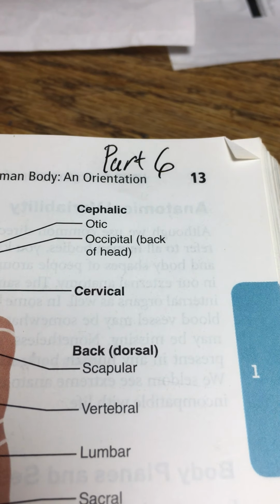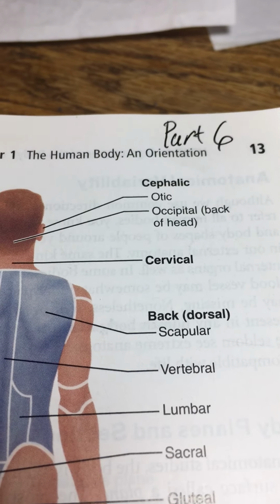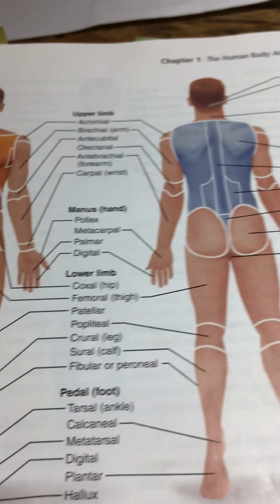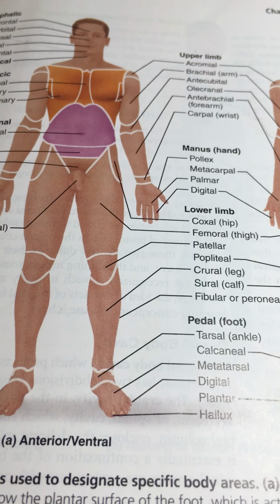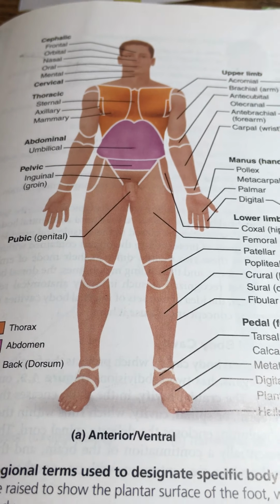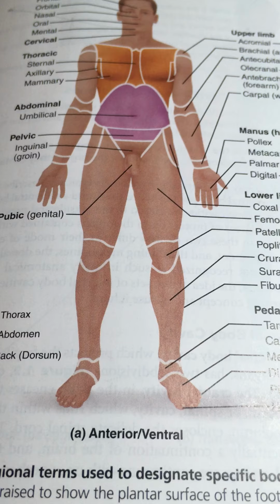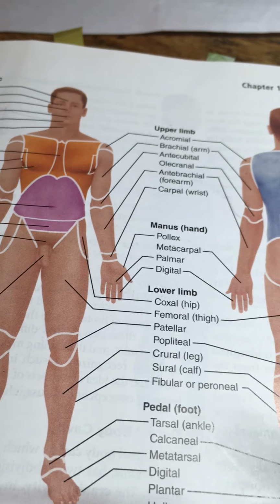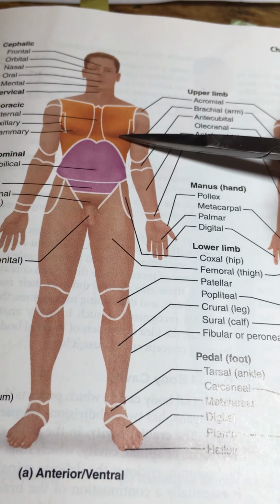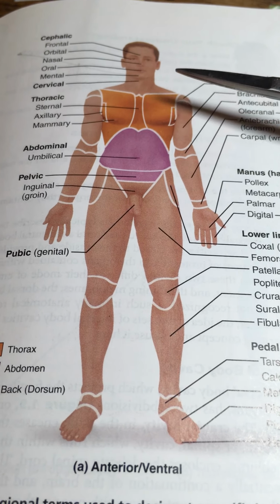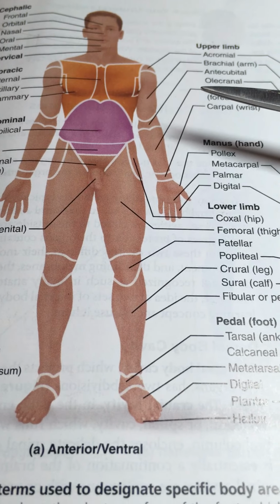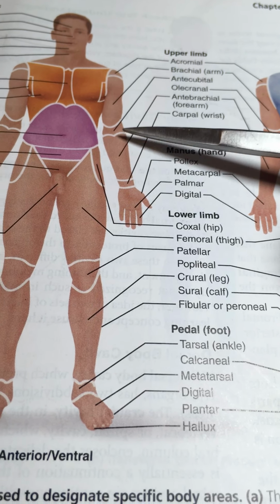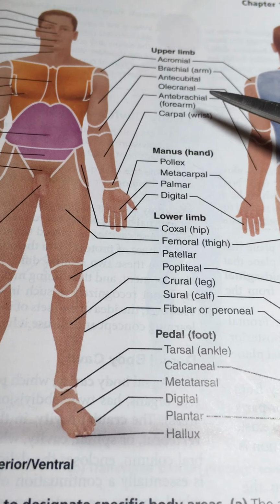We've arrived at Part 6, page 13, and we're still in Chapter 1, Orientation to the Human Body. So we've been looking at the individual nomenclature issues in terms of referencing parts of the body. Here we were looking at the anterior aspect. So we know that there's a sternal region, there's a pectoral region. The upper arm is sometimes referred to as brachial. The forearm aspect is referred to as antebrachial.